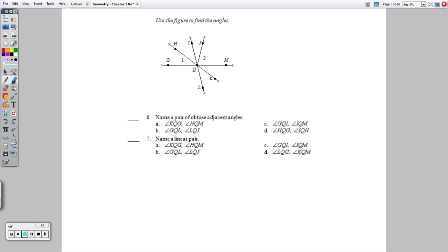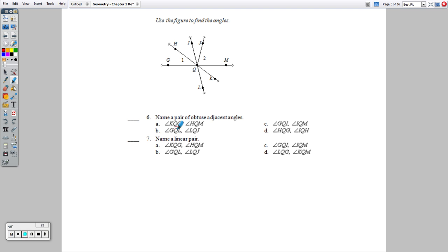So I'm going to get out highlighter colors on this one. I'm going to highlight away here. Oh, that's too big. Much too big. That's better. So KQG, let me draw that out. K to Q to G, and H to Q to M. Are those 2 obtuse angles? Yes, I would definitely say so. Are they adjacent though? Do they share a common side? No, they don't share a common side, so not that one.